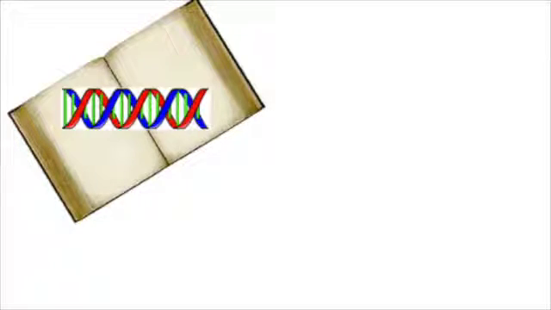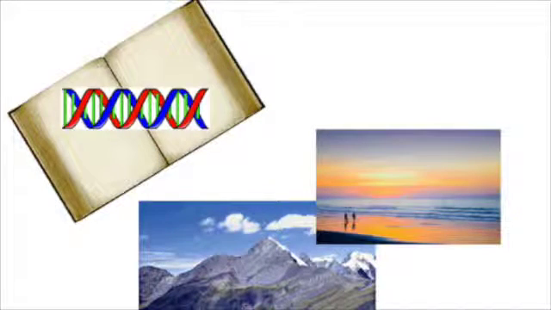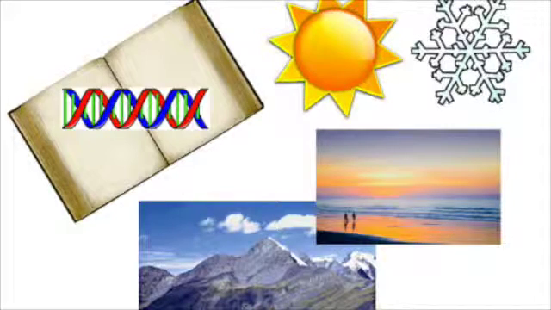The environment that you live in can change this recipe of your genes, that is, by causing mutations in your DNA. The environment can mean living in the mountains or near the beach, living in the city or the country, or living somewhere hot or cold. Where you live and grow affects how your body looks and functions.